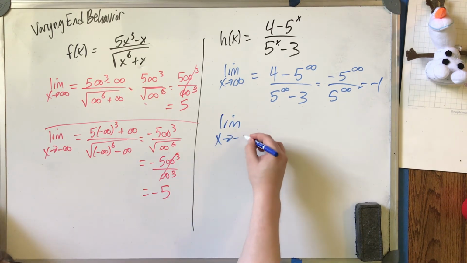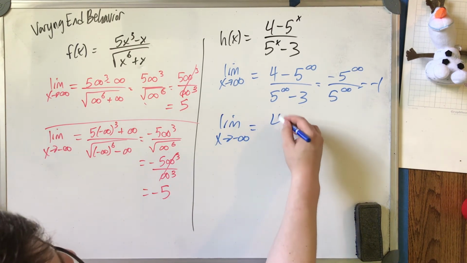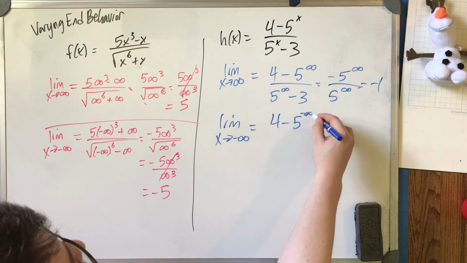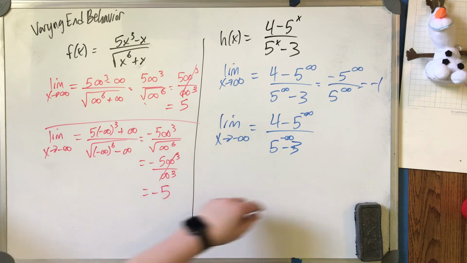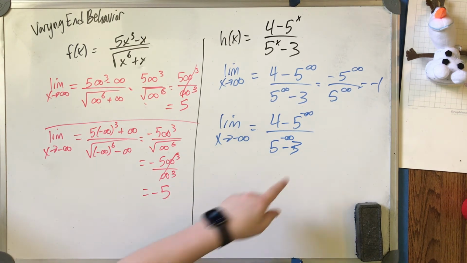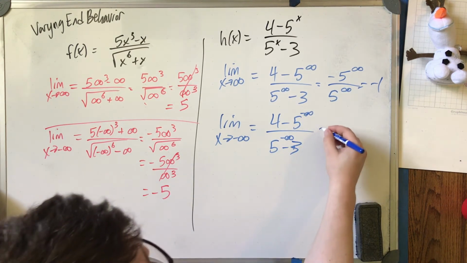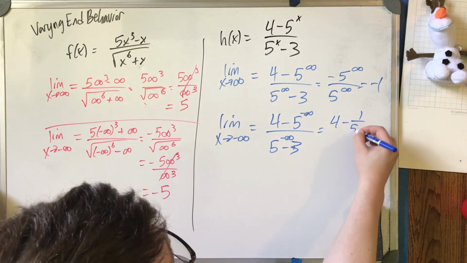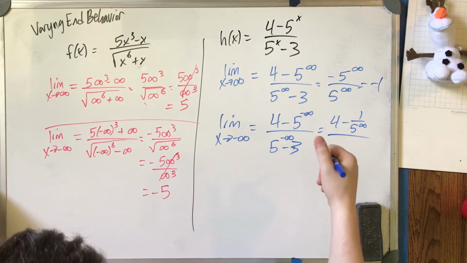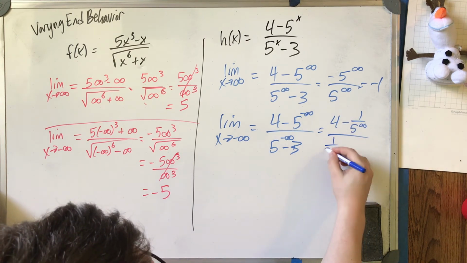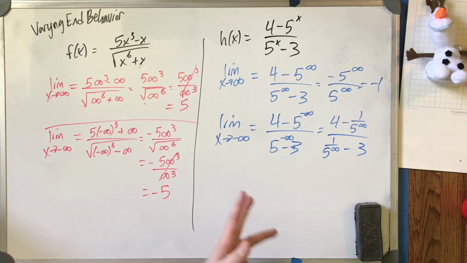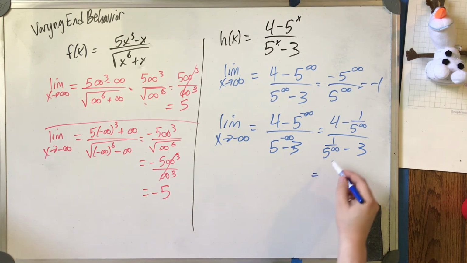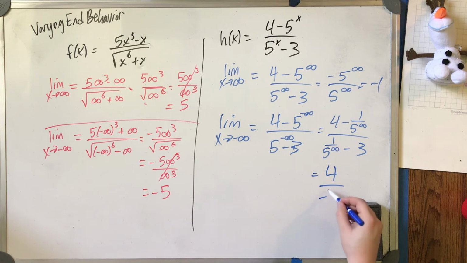For the limit as x approaches negative infinity, when we do this, we'll get 4 minus 5 to the negative infinite power over 5 to the negative infinite power minus 3. And here's where things start getting a little bit trickier. So this 5 to the negative power, well, that's really 4 minus 1 over 5 to the infinite power. And it's really important: it only flips around itself and not across the large fraction. So what is 1 over 5 to the infinite power? Well, that's basically 0. So we end up getting 4 minus 0 over 0 minus 3. So this one is negative 4/3.